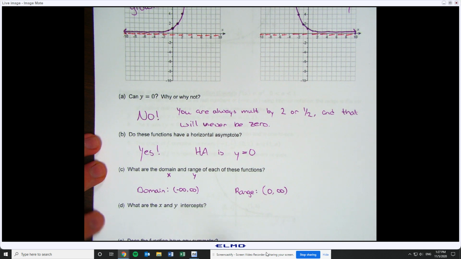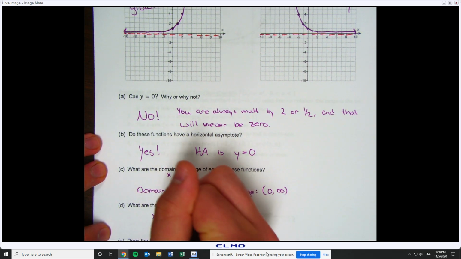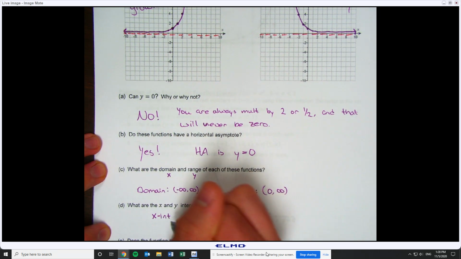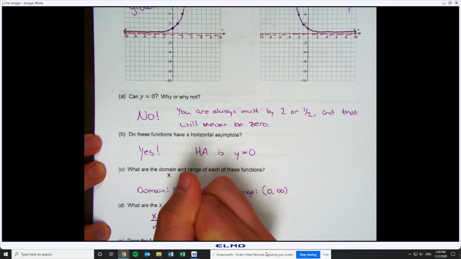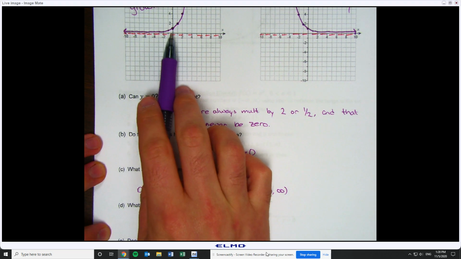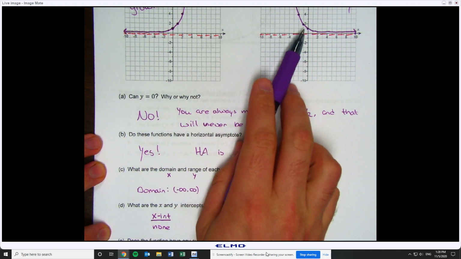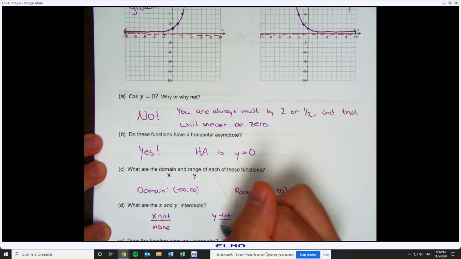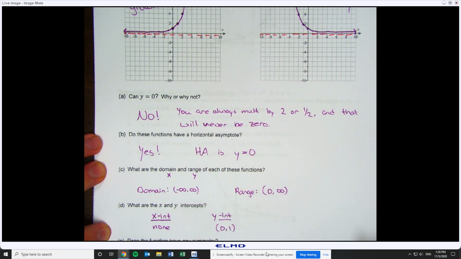That's it. So that's the domain and range. Every single x works, but the range starts directly above 0. Now, as far as the x and y intercepts go, x-intercept, that's where we cross the x-axis. Well, we saw that that never happens. So there is none. For the y-intercept, that's where we cross the y-axis. I see that that happened right here at 0, 1, and right here at 0, 1 again. So 0, 1 is our y-intercept.